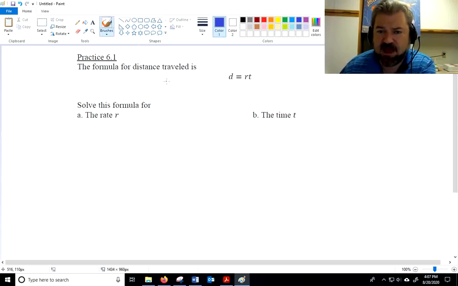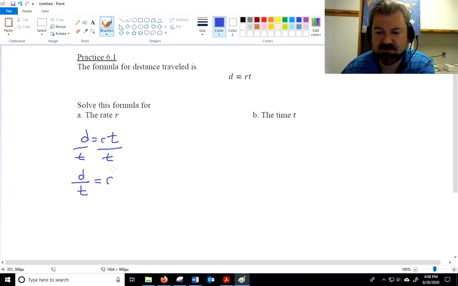All right, we have distance traveled. Distance is equal to the rate times the time. Let's solve it for the value r. D is equal to rt. Solving it for r, so I'll divide both sides by t. So distance divided by time is equal to rate. Pretty good, right? Let's try the next one.